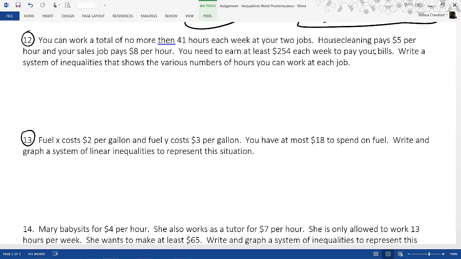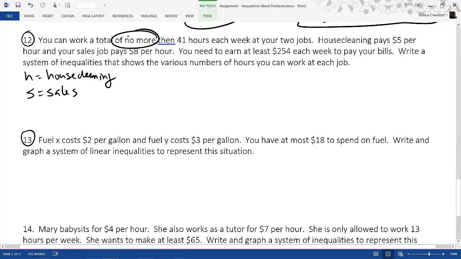So let's go ahead and set up this system. We don't have to solve. So you work at 2 jobs, house cleaning, so let's say H will be house cleaning hours, and sales will be S, sales hours. If you can only work 41 hours, both your hours at your jobs will have to be 41 or less, because you can work no more than 41 hours. So H hours plus S hours is no more than 41. So you can work less than or equal to 41 hours.